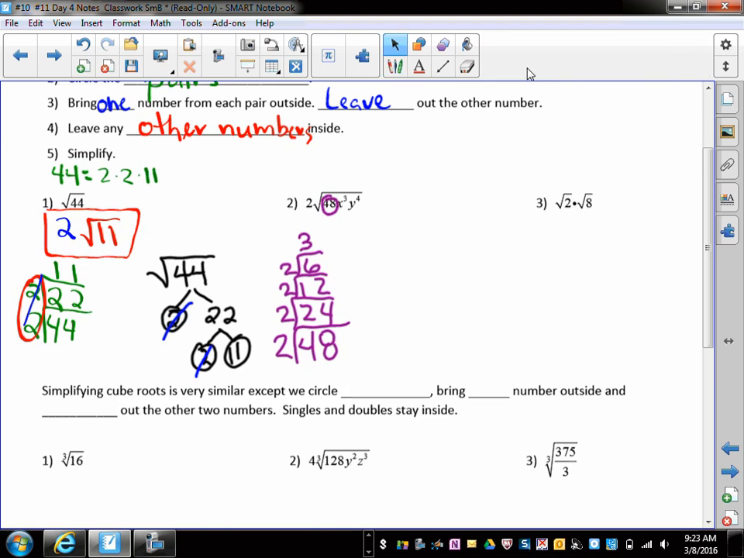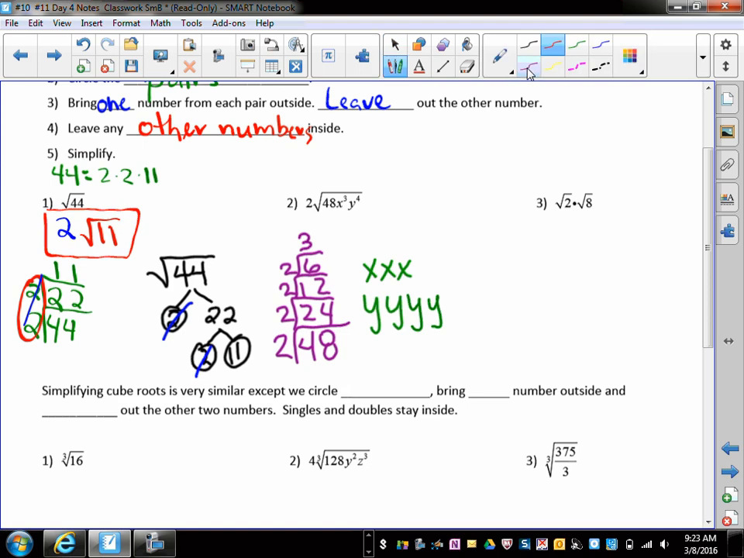Now, when we're dealing with our variables, it's the same idea. We have to have 2 of a kind to pull it out. So let's go ahead and just write out what x cubed is. X cubed is x times x times x, right? X times itself 3 times. And y to the fourth is y times y times y times y.